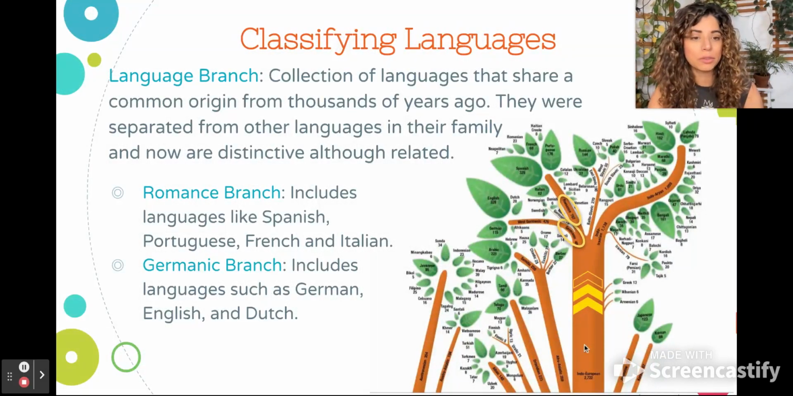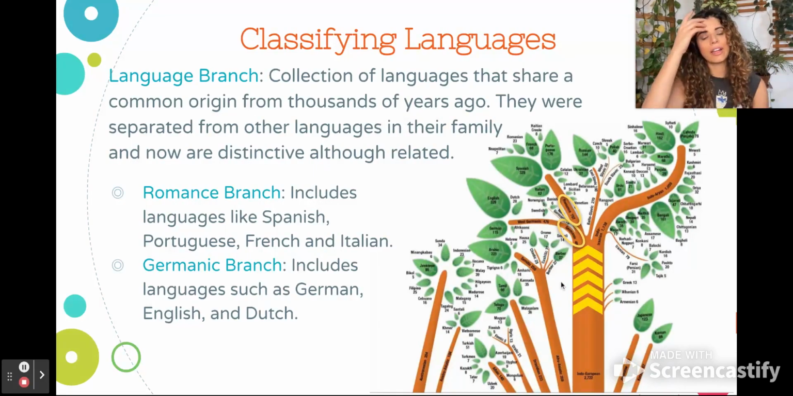Then the next one, as we're moving up our language family tree, are the language branches. These are collections of languages that share a common origin from thousands of years ago. They were separated from other languages in their family, and they're now distinctive, although related. One way you can think of this is almost like a timeline. Down here, we have the oldest version of these languages, and then as time goes on, they start to diverge and become their own more unique languages.